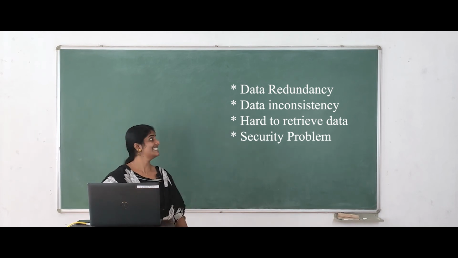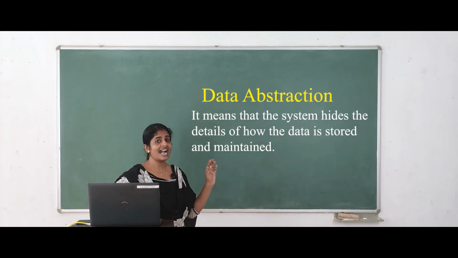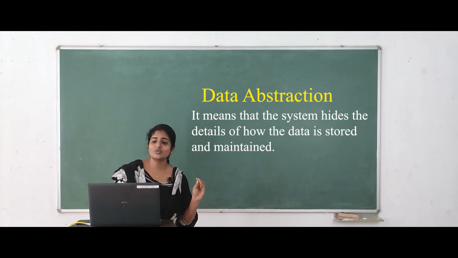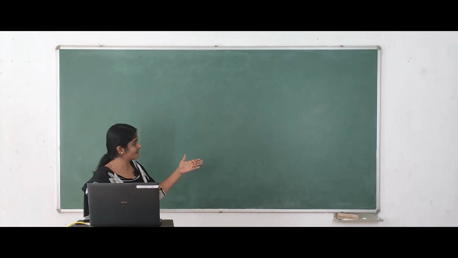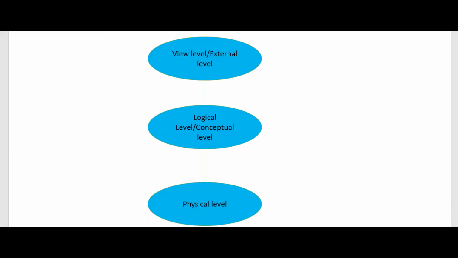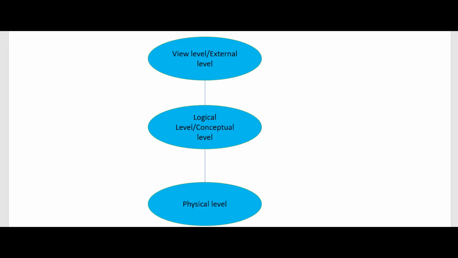Next is data abstraction. It means that the system hides the details of how the data is stored and maintained. There are three levels of abstraction: physical level, logical level, and view level. What is the physical level? The physical level, or internal level, is the lowest level of abstraction. It describes how the data are actually stored, in terms of bits or bytes, etc.